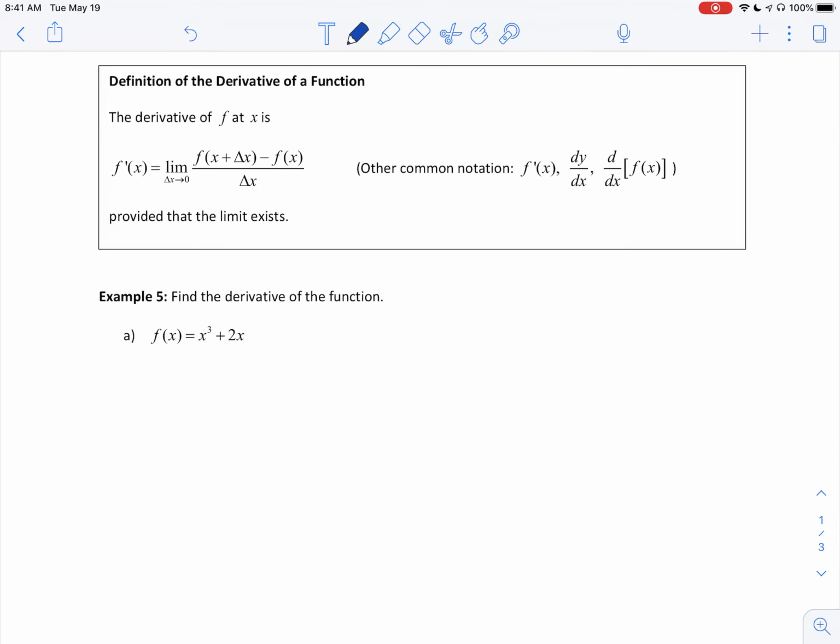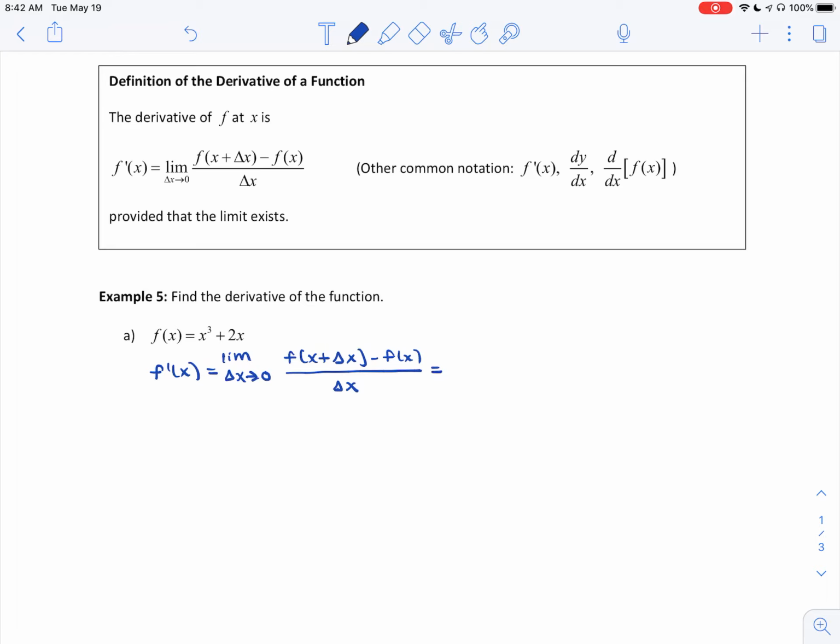All right, so we're just going to go through a few different examples of using this definition of a derivative. Our first function here is a cubic. f of x is equal to x cubed plus 2x. And all we're going to do is use this definition to find the derivative of this function. So our f prime of x, and I'm just going to stick with that prime notation for now, is equal to the limit as delta x approaches 0 of f of x plus delta x minus f of x all over delta x. That's just our definition. All I did was copy it down.